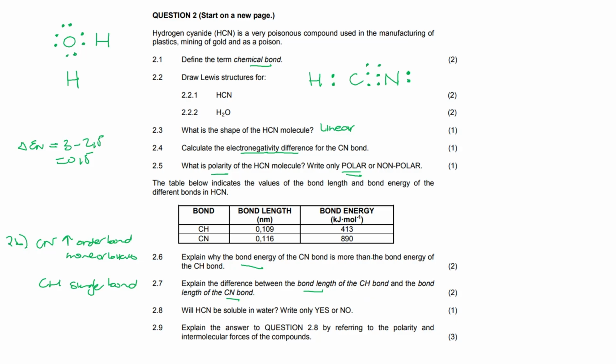2.7. Explain the difference between the bond length of the CH bond and the bond length of the CN bond. They want 2 marks. So you can say that the bond length of CN is longer than CH because the hydrogen atom is smaller than the nitrogen atom. That should get you 2 marks.